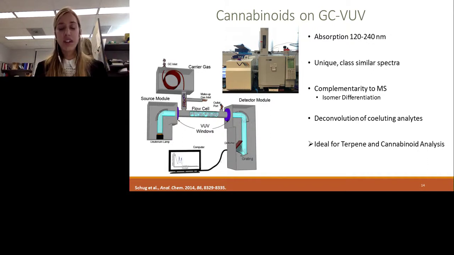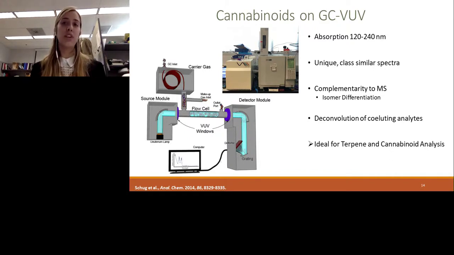So the vacuum ultraviolet detector is called like that because it analyzes each molecule that absorbs between 120 and 240 nanometer. So it includes even the vacuum ultraviolet part of the spectrum. And as we mentioned earlier, each different molecule is going to give a unique absorbance spectrum. So even if two isomers are being analyzed, we can easily differentiate between them.